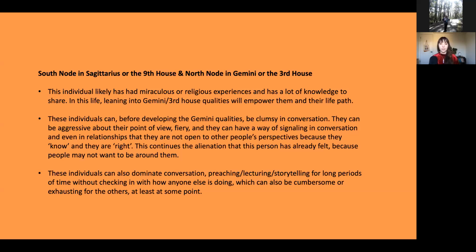and they are right. And this continues the patterns of alienation that this person has already felt because people may not want to be around that. And these individuals can also dominate conversation. So Gemini is more that banter and back and forth, and Sagittarius will preach or lecture or storytell for long periods of time without checking in with anyone and how they're doing, which can also be cumbersome or exhausting for other people, at least at some point.